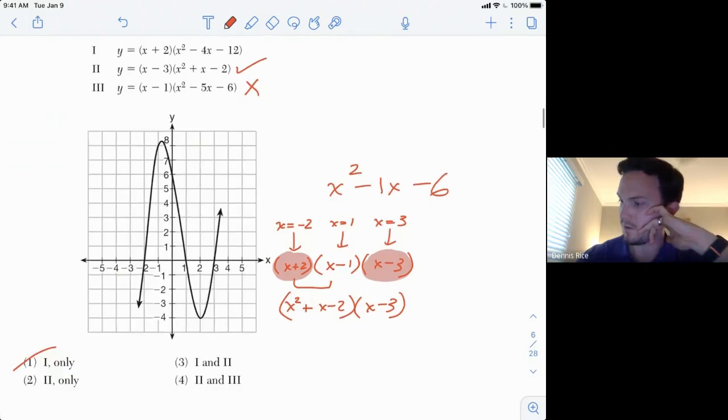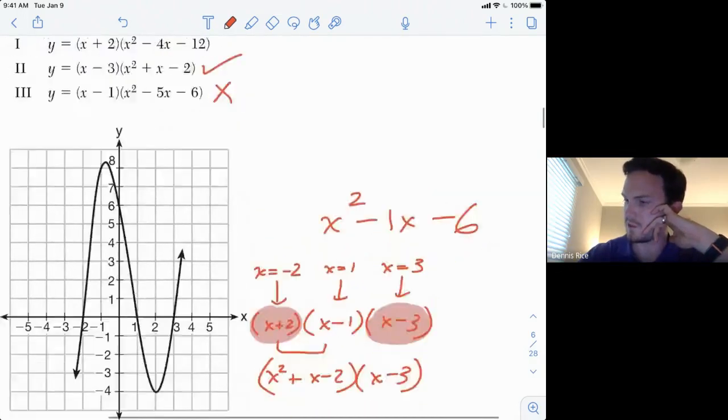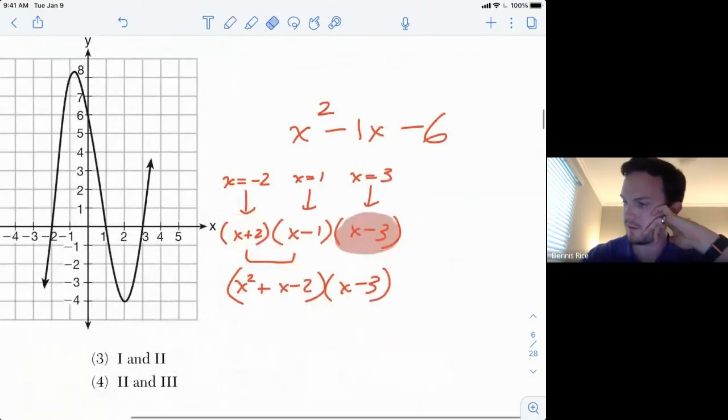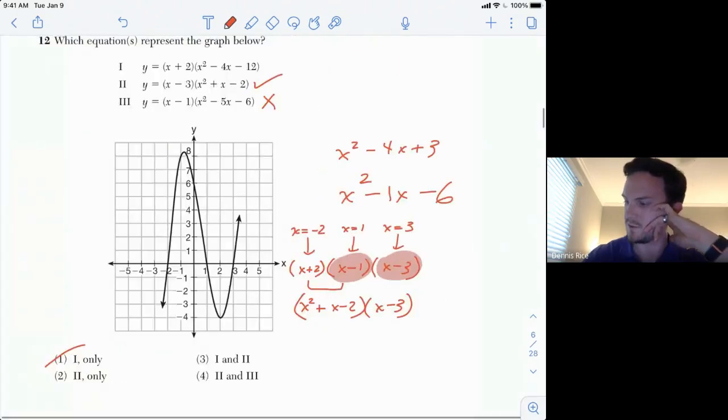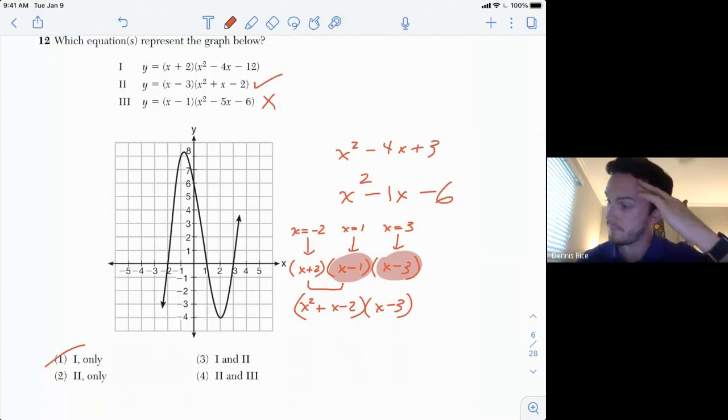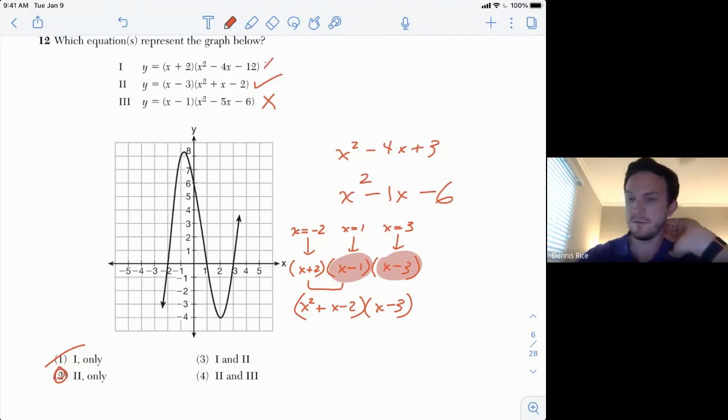And for 1, sorry, x plus 2 is left behind, which means these 2 get multiplied. If you box those 2 out, you would get x squared minus 4x plus 3. Does that make sense for choice 1? No. So just 2 only. Yep.